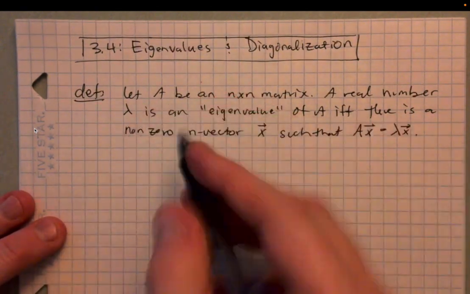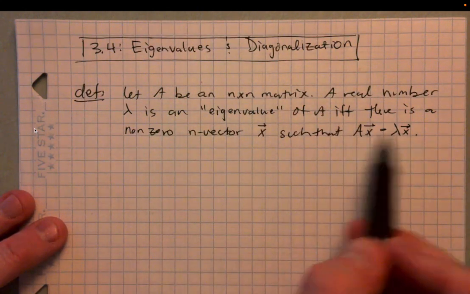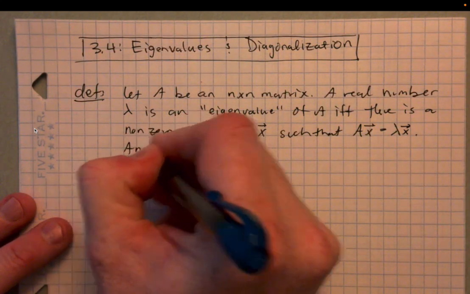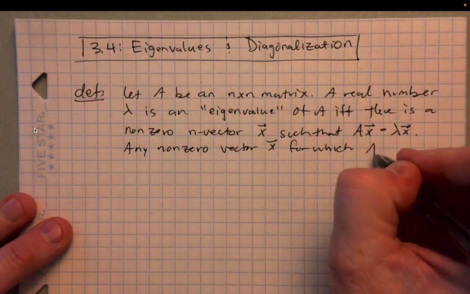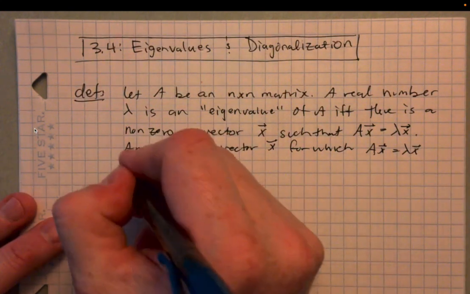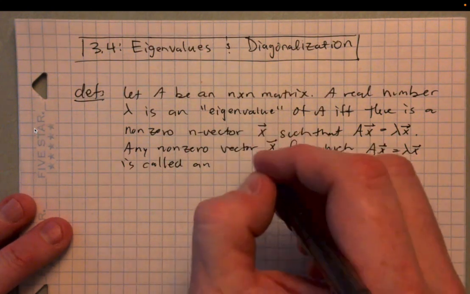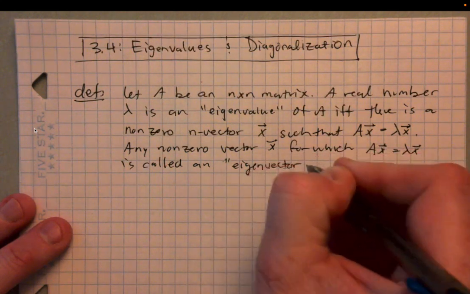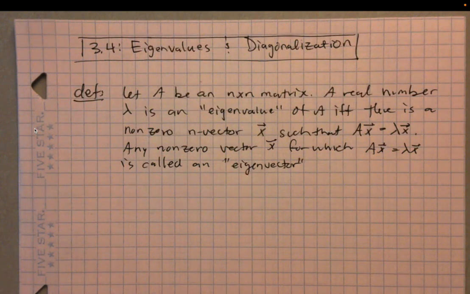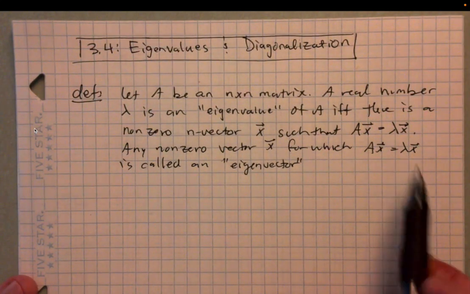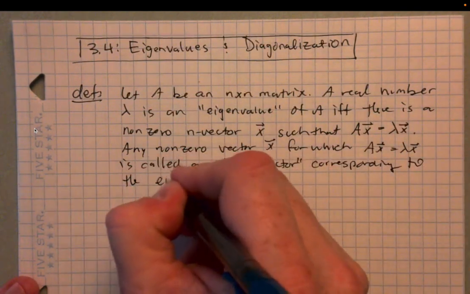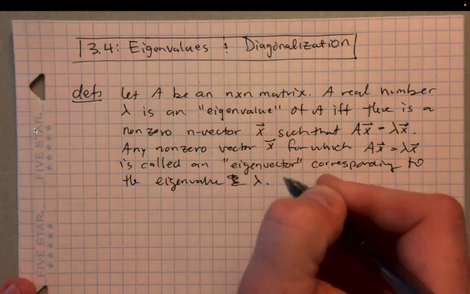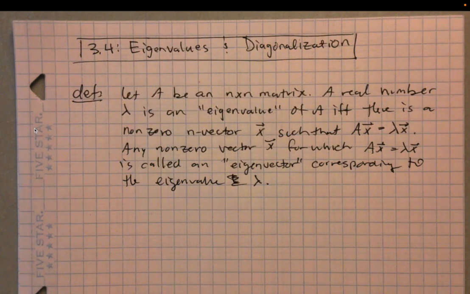To go along with an eigenvalue, we usually have to talk about an eigenvector, and these vectors x are eigenvectors. We say that any non-zero vector x for which Ax equals lambda x is called an eigenvector. We usually have the eigenvectors corresponding to some eigenvalue, so this particular x would be an eigenvector corresponding to the eigenvalue lambda. So that's what we mean by eigenvalue and eigenvector.